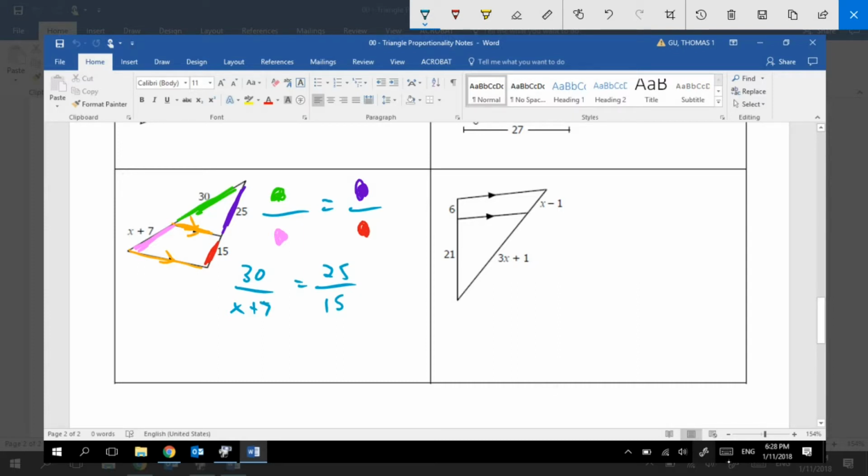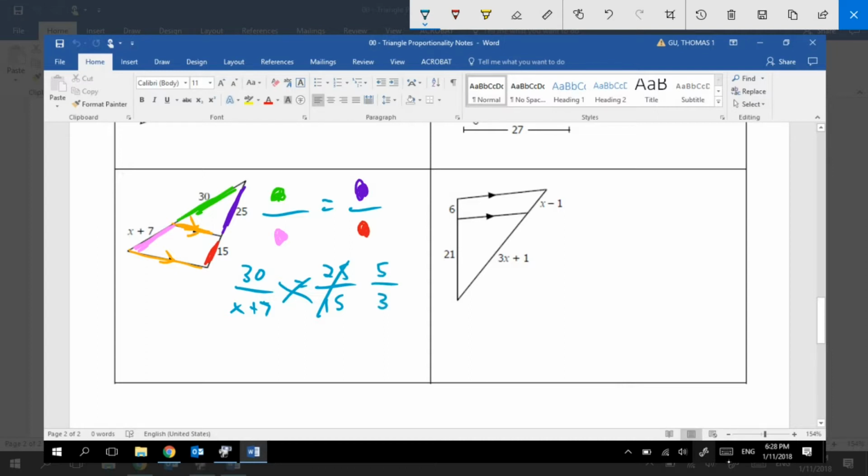Now I'm going to use my cross product property to solve. So 30 times 15 and x plus 7 times 25. Actually, guys, I feel like I'm going to make this a little simpler. I'm going to reduce my 25 over 15. Bam. If I divide 25 by 5, it's 5, and if I divide 15 by 5, it's 3. So this makes it a lot easier.